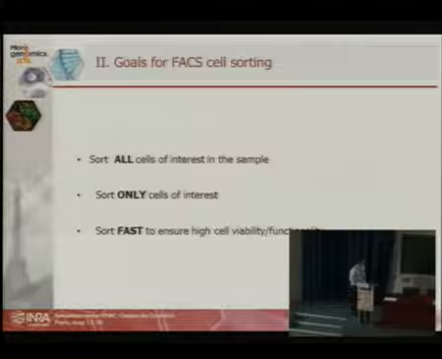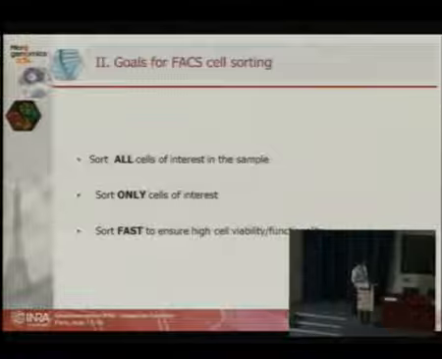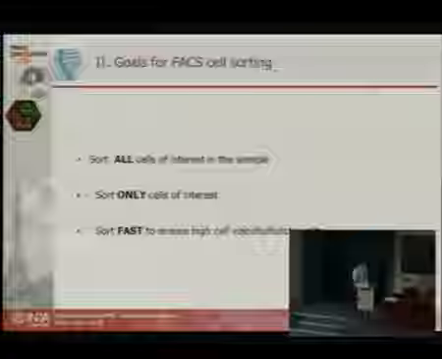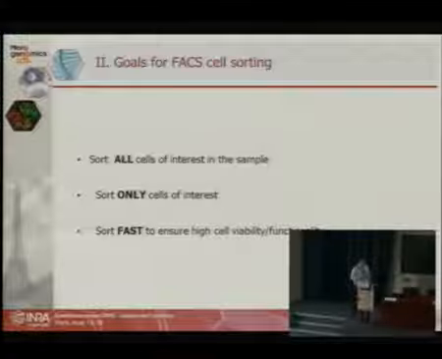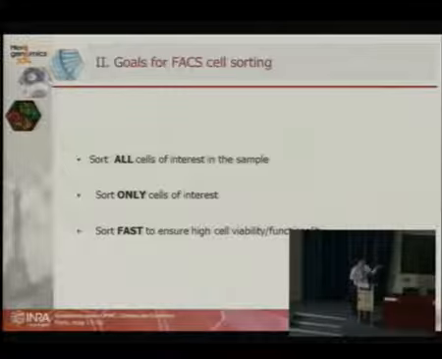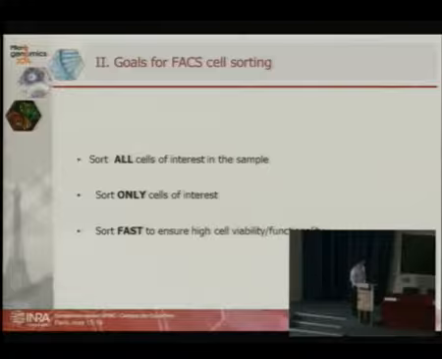Now, that's multi-parameter flow cytometry, and we want to combine it with cell sorting, right? So what's the aim of cell sorting? The aim is to sort all cells of interest in the sample. So that's, of course, in an ideal world. You want to have everything, because it's going to be a very, very tiny population that you want to study. Then you want to only sort this, and that's again an issue that we always have to face.